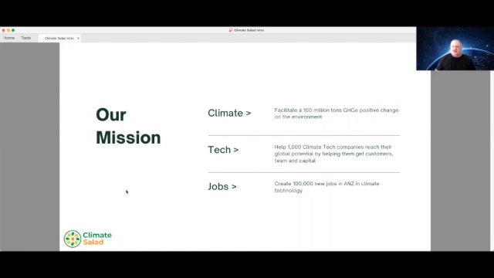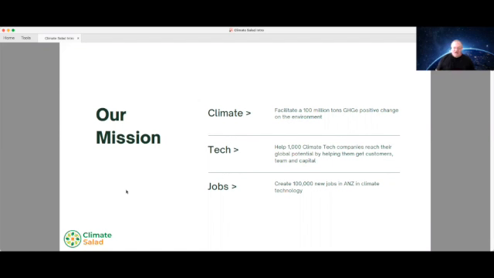So it's not just about offsetting what we're producing in terms of carbon and greenhouse gases. It's about going back and cleaning up and restoring. So taking it out of the environment, restoring habitats. So the community itself aims to help 1,000 climate tech companies. We created an index of all the climate tech companies in ANZ, and there are actually more than 600 companies on that index. So we're well on our way to identifying 1,000 companies to help.